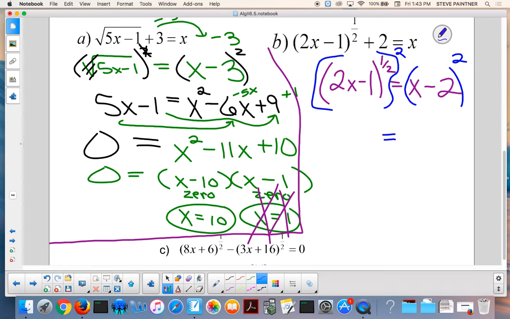I move the 2 over, x minus 2. Then I raise the 1/2 power to its reciprocal power, 2. I know the 2 and the 1/2 will pretty much knock each other out, and I'll get 2x minus 1 to the first power. But when I square x minus 2 times x minus 2, you get what, Harry?